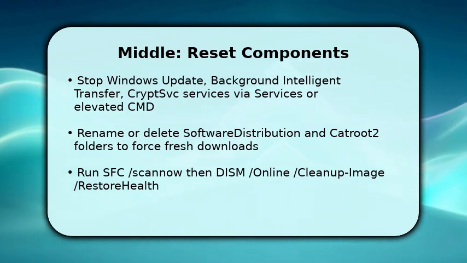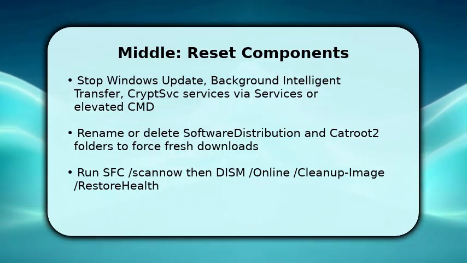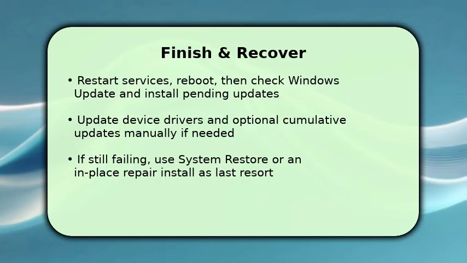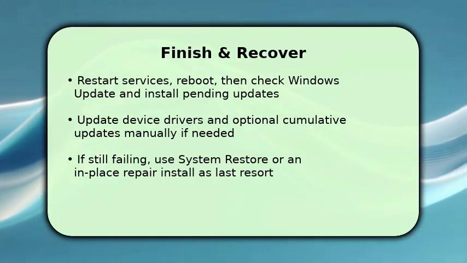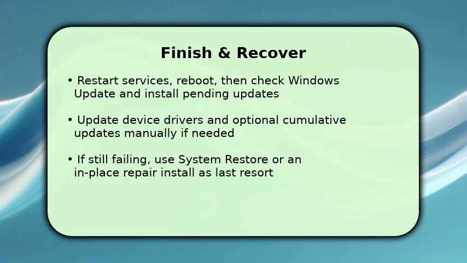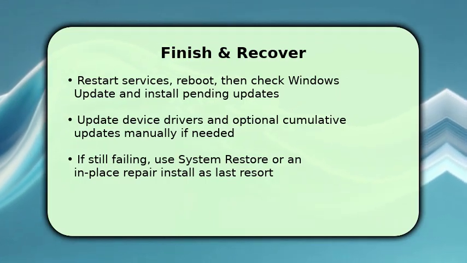Once component repairs complete, restart the update services you stopped, reboot the PC, and check Windows Update again. You should see downloads or an install pending. Make sure critical drivers are current because driver conflicts commonly block feature updates.